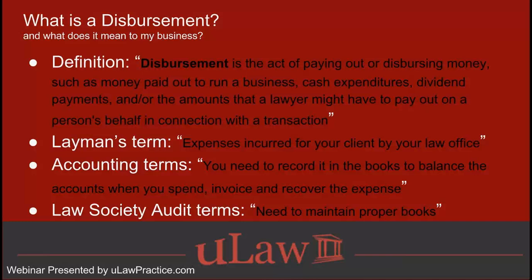And we wanted to turn it around from an accounting perspective, and what does that look like? An accounting perspective is that you have the obligation to record those expenses in the books to balance the accounts when you spend, invoice, and recover that expense. So you're spending that disbursement or that expense in advance, and then you're raising an invoice, and this is specifically for general disbursements. You're raising an invoice that highlights that expense that you just incurred, that you already paid for, and then you're looking to recover that expense by means of your client paying that invoice.